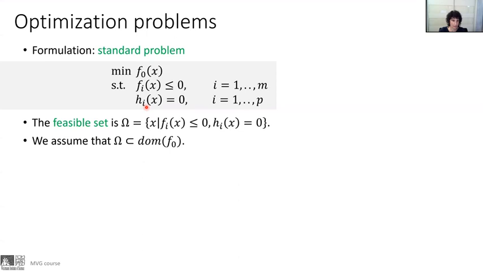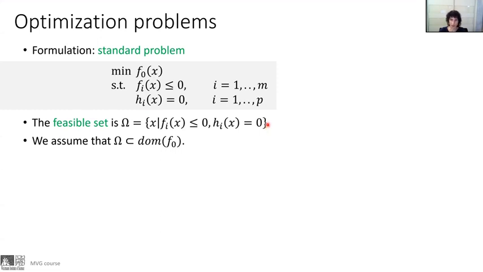So let's start. Let's formalize what an optimization problem is. A standard optimization problem is formulated as follows. You would like to minimize some objective, which we call f0 of x, such that we have some constraints. The constraints can be inequality constraints, like here, or equality constraints, like here. You can have several inequality constraints and several equality constraints. The constraints here actually construct a set, and when you take into account all the constraints together, we call it the feasible set.